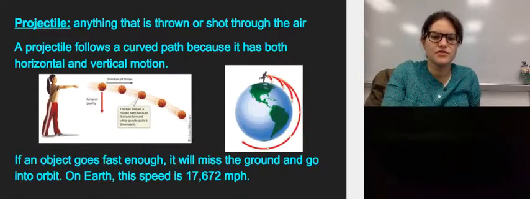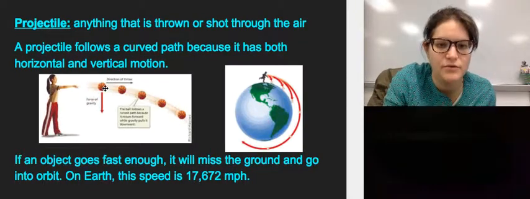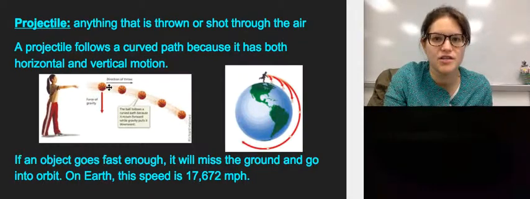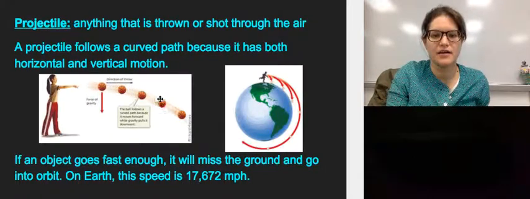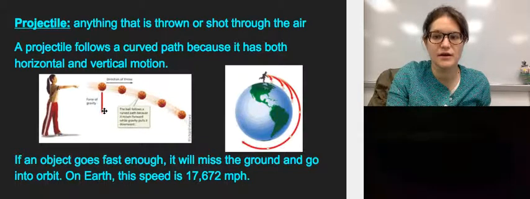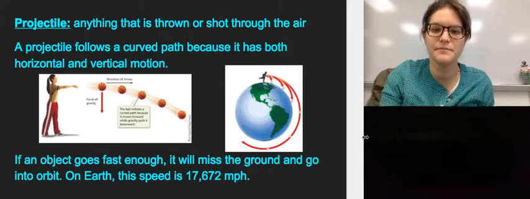So this shows a diagram of somebody throwing a basketball straight out, and the direction of the basketball is out and also down. So it's moving forward at a constant speed, but it's also accelerating downward, which is why you get this nice curve. It's going forward faster at first, and then it increases speed as it's going down, so it's covering more distance as it goes down.